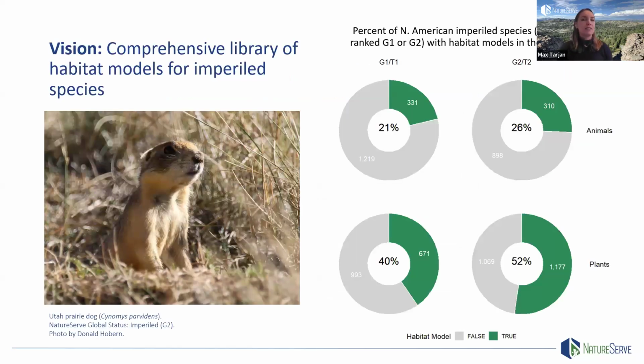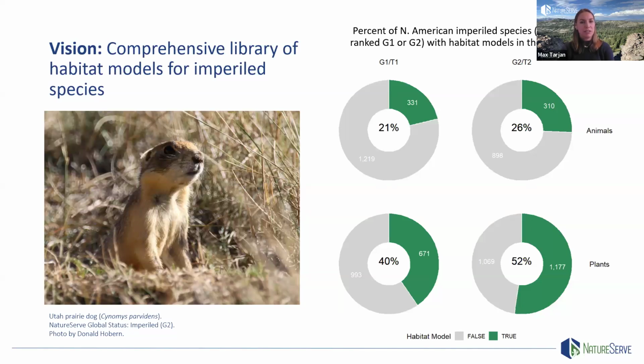We aim to have a comprehensive library of models for imperiled species. For the Map of Biodiversity Importance, we were able to create models for many of the imperiled species within the conterminous United States. These plots, though, show that we still have room to grow. So the donut plots show the percent of North American imperiled species that are globally ranked G1 or G2 that have habitat models in the library. So this includes species in Canada and the US. So we'd like to expand this library to get better coverage.